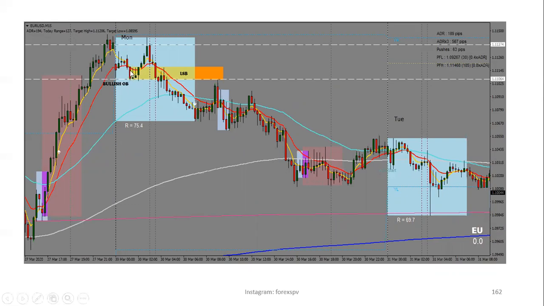So here we had a bullish order block. We expect for the market to retest and then continue up, but then we had a break and then it came back to retest it and then had this downtrend.